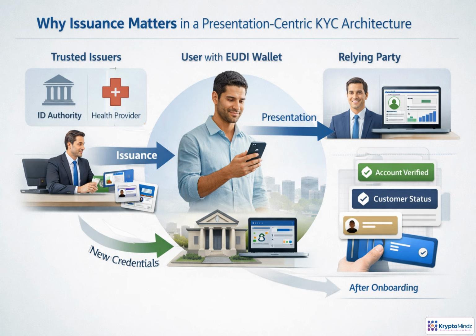In a presentation-centric KYC journey, it's easy to focus only on OIDC4VP, how a wallet proves things to a verifier. But that proof is only as strong as the credential that entered the wallet in the first place. OIDC4VCI defines that issuance path. When you understand issuance, you can reason about credential quality, trust chains, metadata, revocation, and renewal. And remember, once onboarding completes, your own platform may act as an issuer as well.